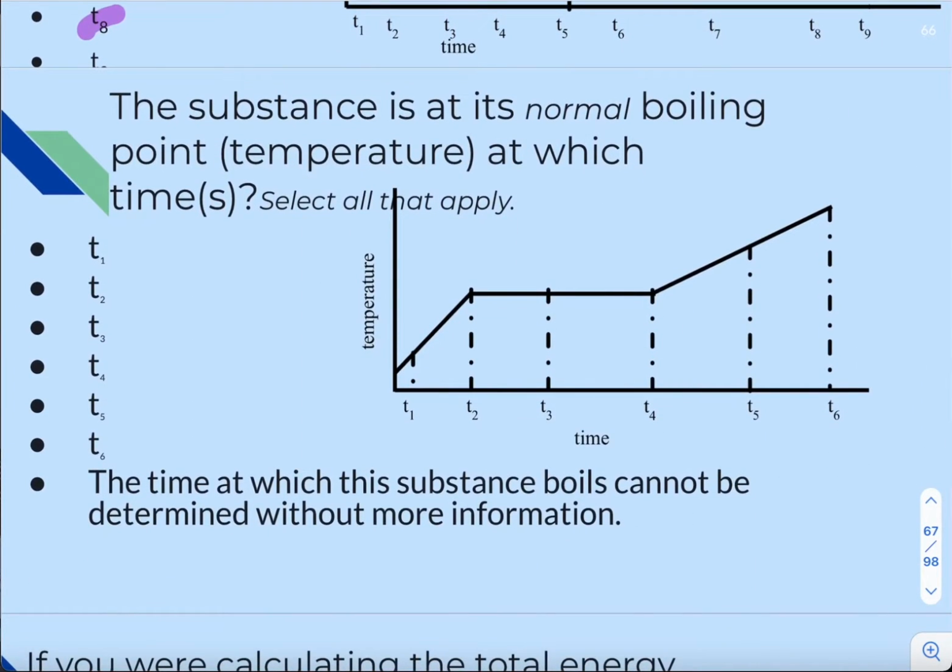This question says, the substance is at its normal boiling point at what time? Same exact question, very different answer. Because we only have one plateau here, we don't know what that is. We don't know, and plus not all of these are for water too. So even if we had temperatures, we wouldn't know. Because it's only one plateau, it could be melting, it could be boiling. There's no way for us to know. So cannot be determined.